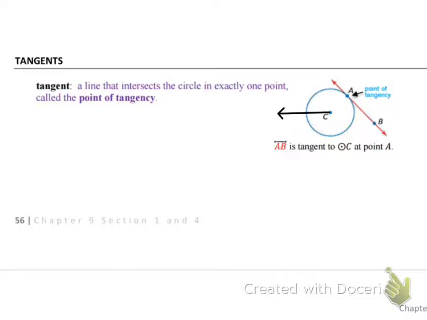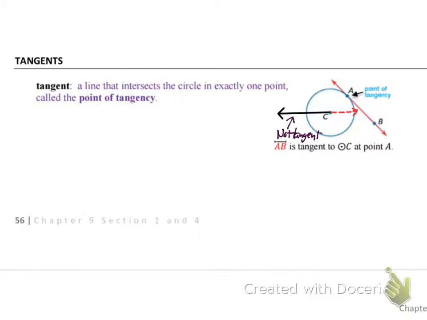Well, it only hits once. No, it's not, because technically this continues on and would hit again. So this right here, what I drew right here, is not tangent. And the point where it actually collides with the circle is called our point of tangency. That is our point of tangency. So line AB is tangent to circle C at point A.